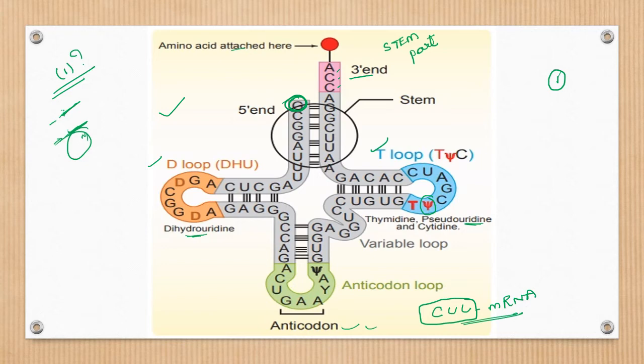We know a cell phone charger has an adapter. If you have a wire, one end of the adapter is connected to the switchboard and the other end is connected to the wire which is attached to our mobile. So both the ends are connected. Here also, in the tRNA, one end is attached to the amino acid at the third end, and the other end is the anticodon loop, which is complementary to the mRNA. So that's why it is considered the adapter molecule.